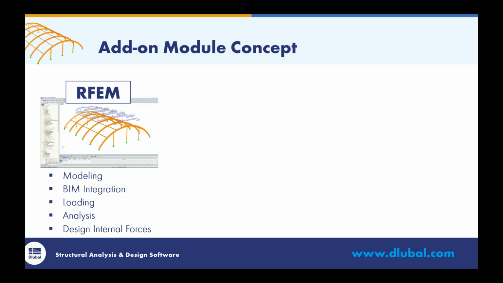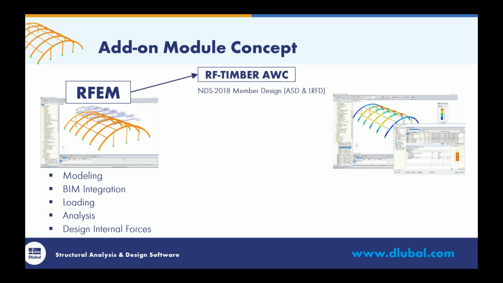So we have this concept: only pay for the add-on modules that you need, based on the type of projects that you're designing and the materials and codes that are needed. The first add-on module I want to mention in regards to timber design is RF-TIMBER AWC. This will design our members per the NDS standard, and we have both the 2015 and 2018 for ASD and LRFD. And it's nothing more than just a simple dialog box that will pop up within our main program.